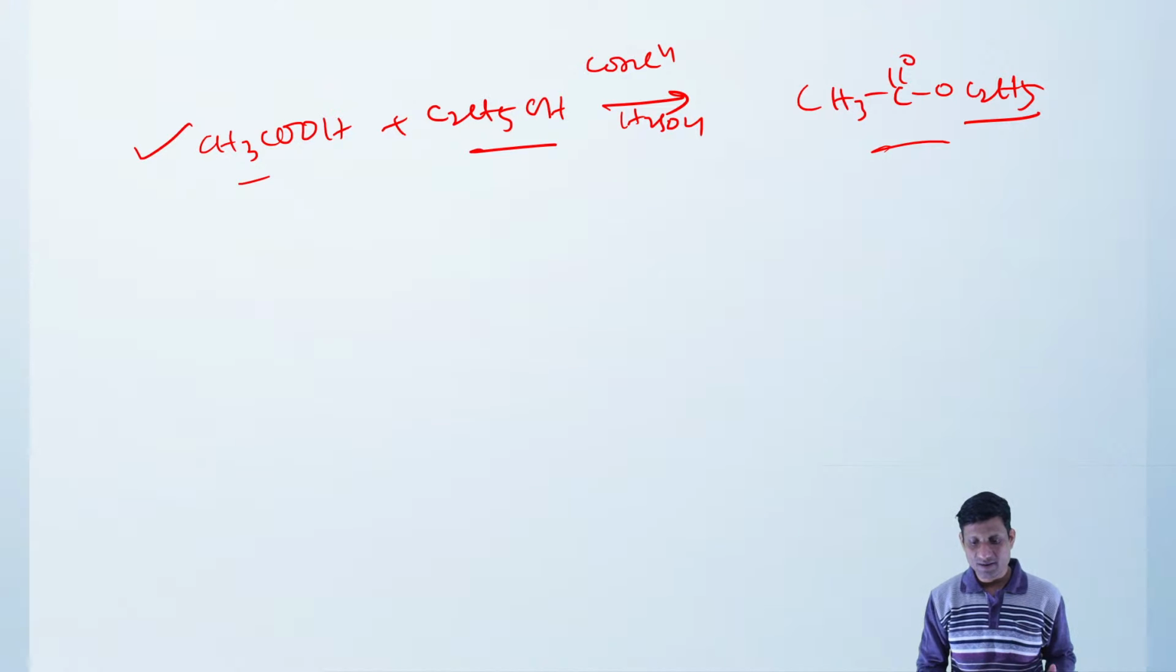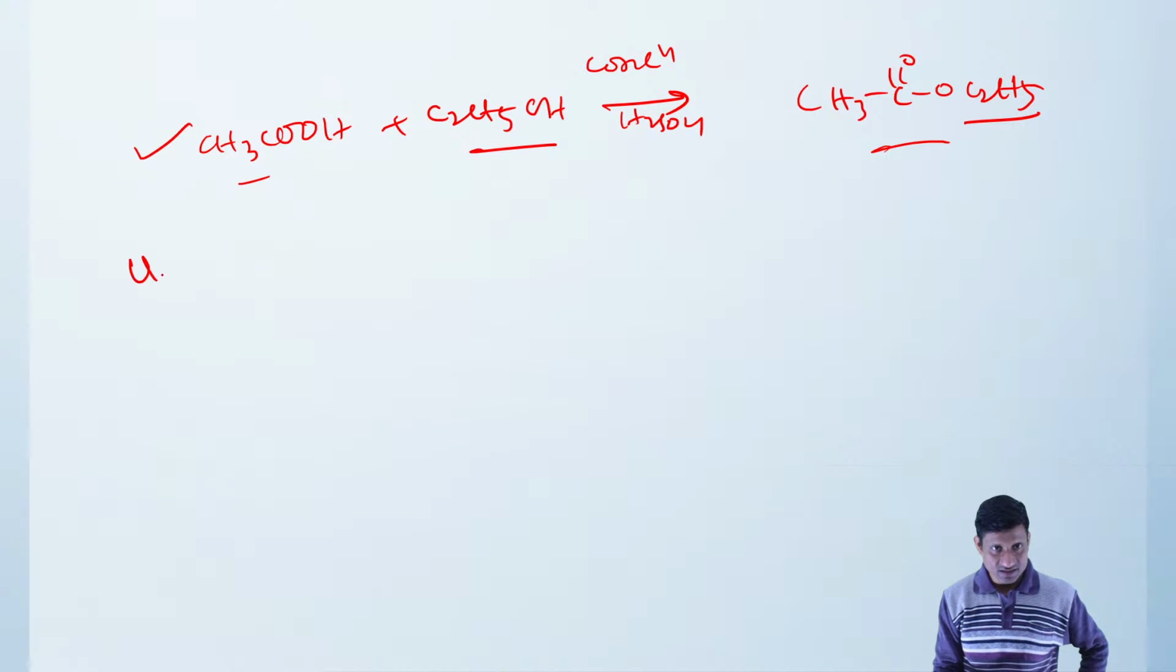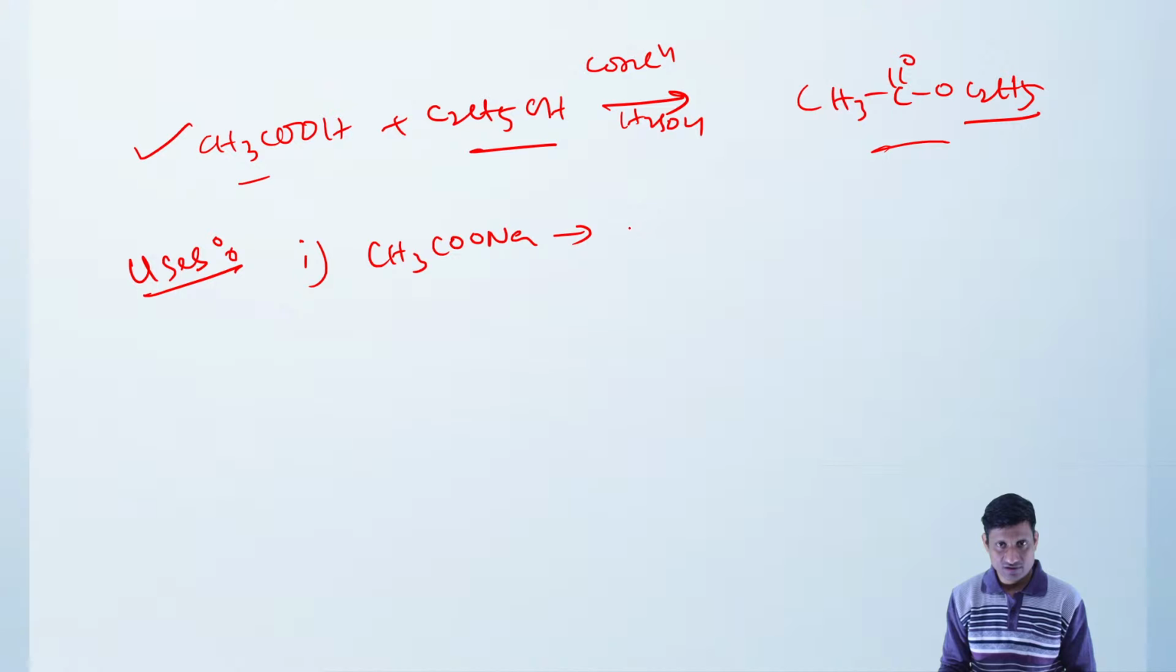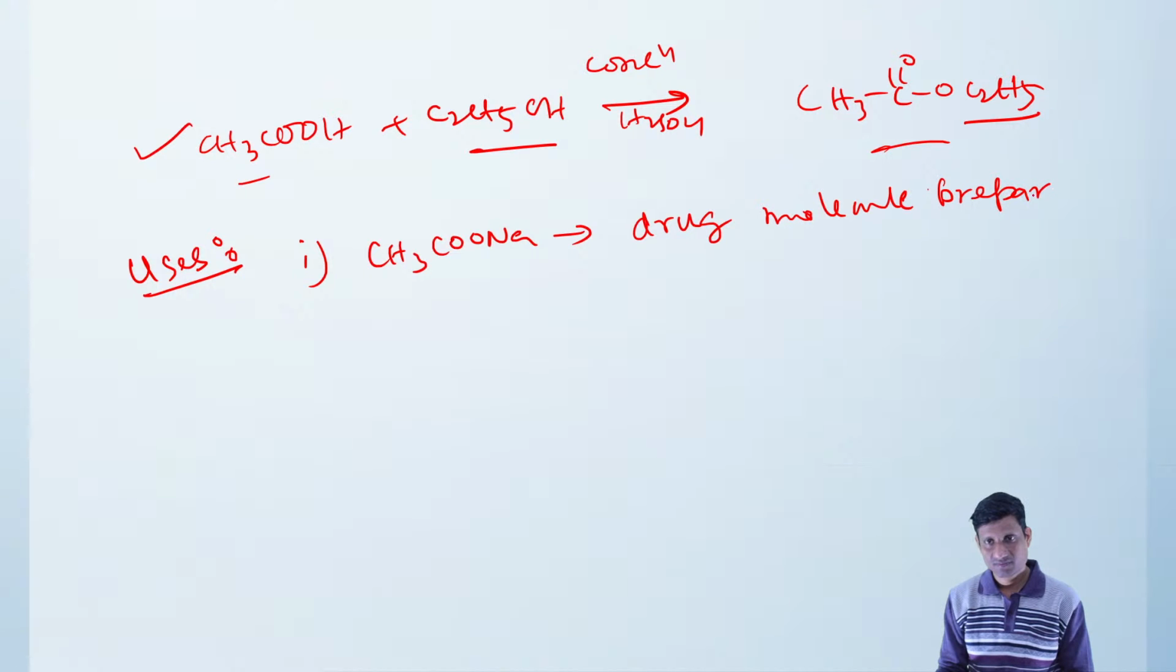Okay. So now we'll learn about the uses of acetic acid. This is the first use. As we learned, the sodium salt of acetic acid is used as a drug in various drug molecule preparation. We use it basically as additives.